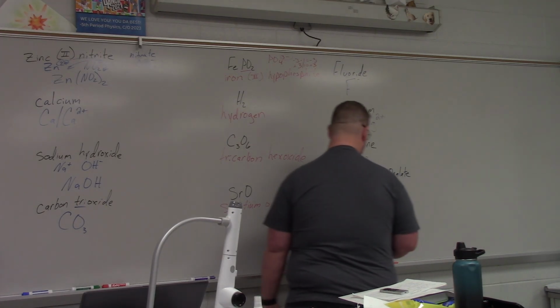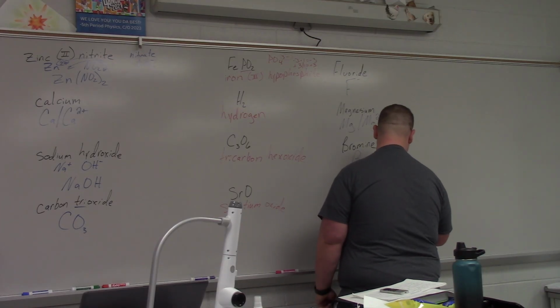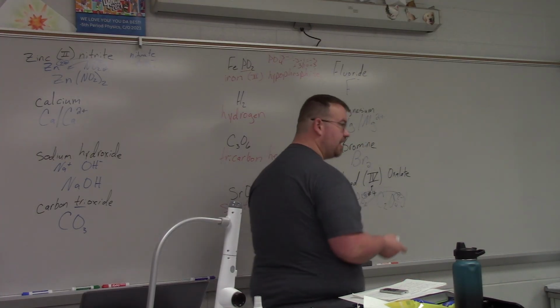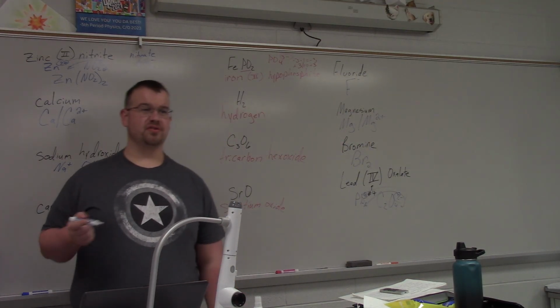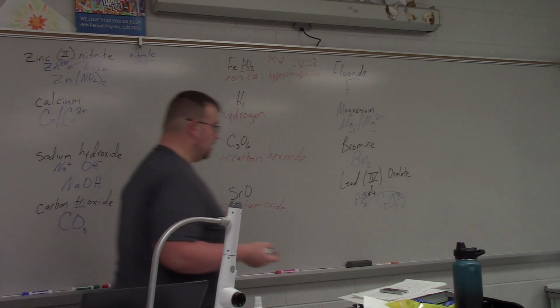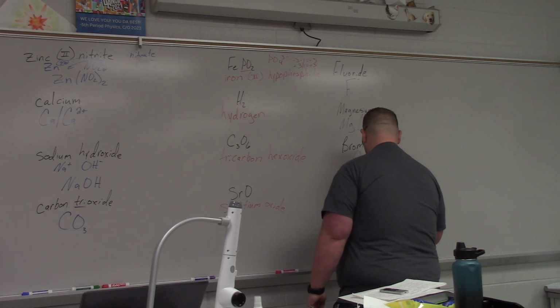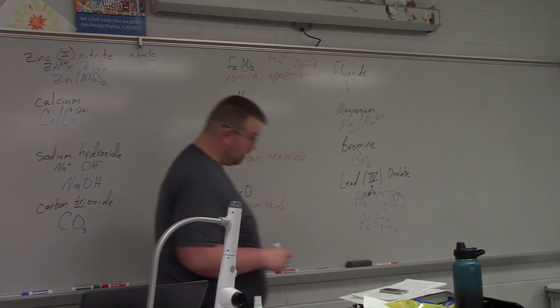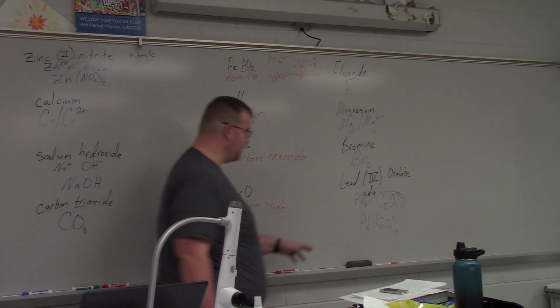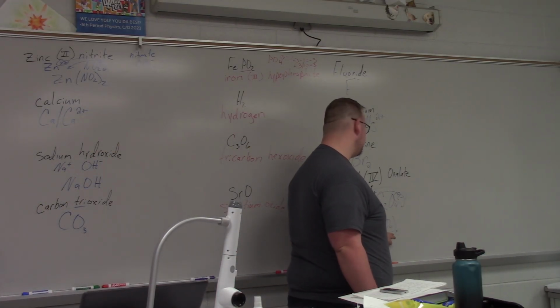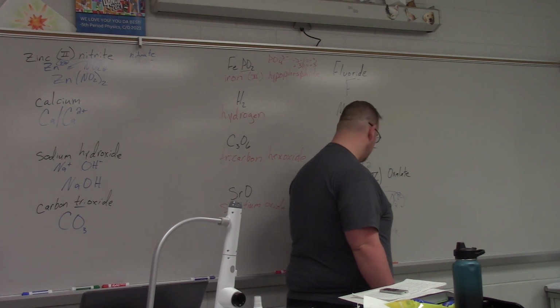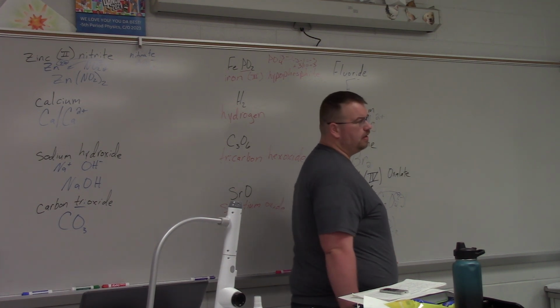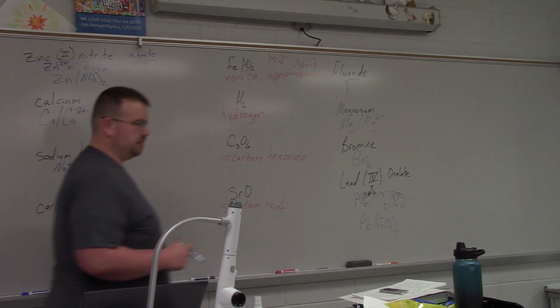All right, so if you look at this, you can do the cross method. You can bring the 2 down for the lead and the 4 over for the oxalate. But here's the thing, 2 and 4 can simplify out. So you can automatically jump to Pb, parentheses, C2O4 in parentheses 2. If you do the cross method, you'll get Pb2, parentheses, C2O4 in parentheses 4, and then you'll have to simplify it out to where it just lines up with the 2.